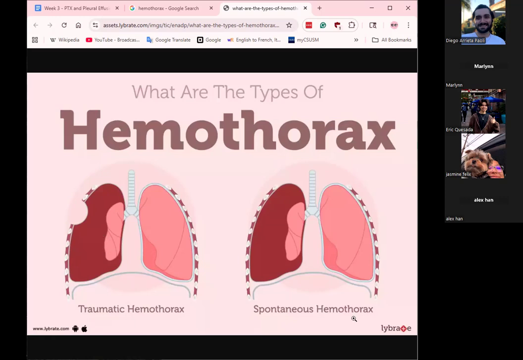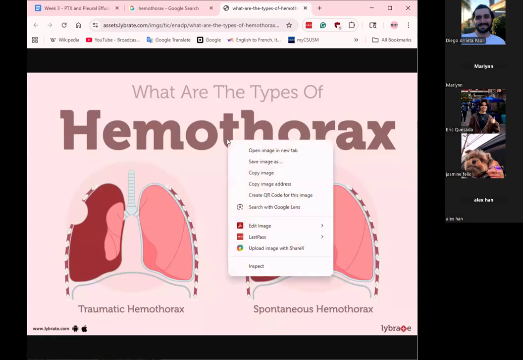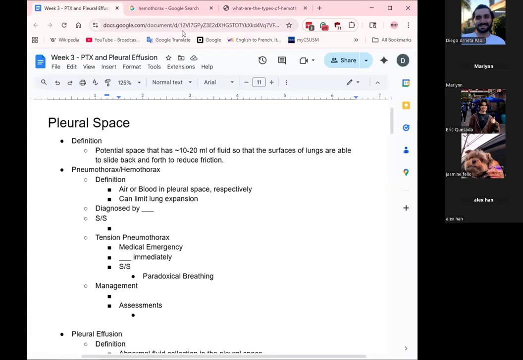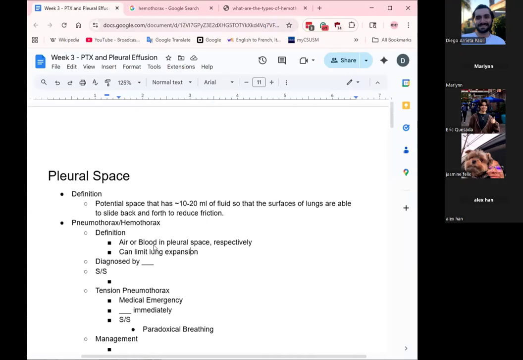And here is a spontaneous hemothorax. Sometimes it can just happen spontaneously, same thing with a pneumothorax. And I'll post this picture because it's pretty helpful, I think. So let's kind of go like that.